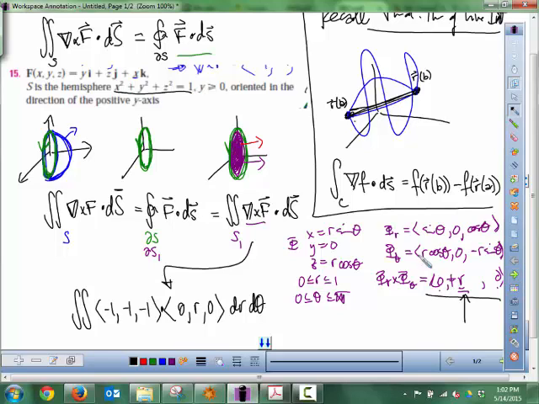Yeah, exactly, because that's what the parametrization does. It accounts for that. And so your r comes out automatically from the cross product.